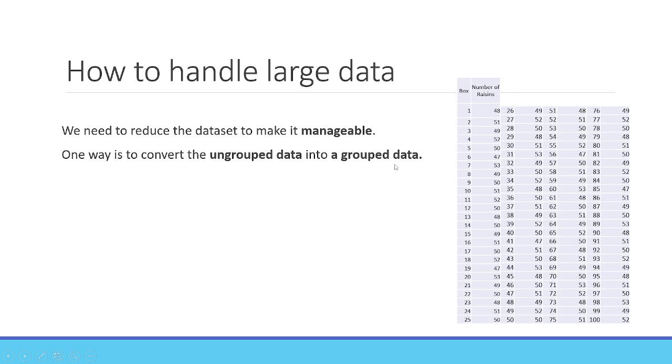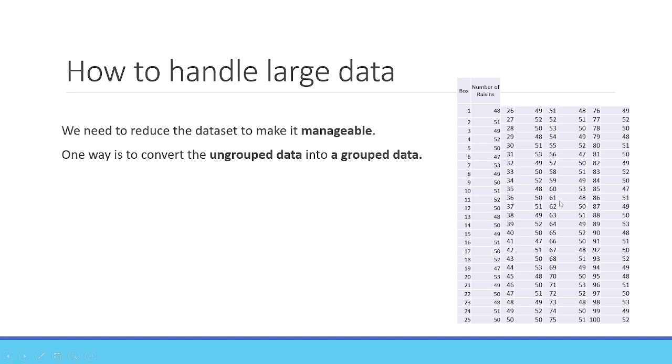Now here, if you see, there is only one variable as such. The box number can be taken as the index, and the number of resins is a numerical value. You can say it is a discrete value. So there is no grouping. This is raw data.